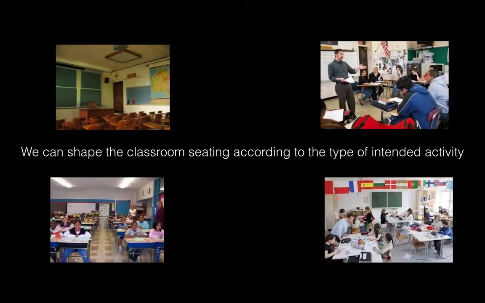Now the question that arises is that we can shape the classroom setting according to the different types of intended activity, okay. So you can have different types of activities. Some activities are most suitable for the individual or traditional arrangement, or you can have students in circles or groups, okay. So it depends on the activities. You can have each one of these, right?